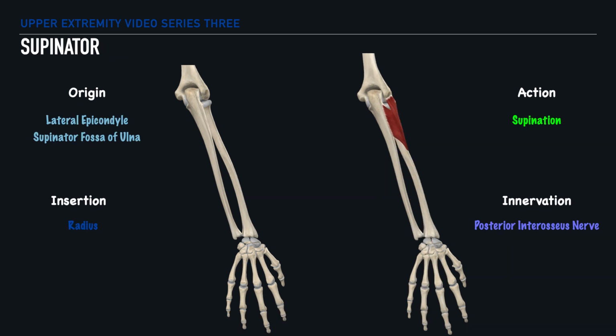Next, let's take a look at the supinator muscle. It has 2 origin points. First, the lateral epicondyle, and the second is the supinator fossa of the ulna. The muscle inserts on the radius, and its action is noted by the name of the muscle. So with that, we know it's going to perform supination. And lastly, the nerve that innervates this muscle is the posterior interosseous nerve.